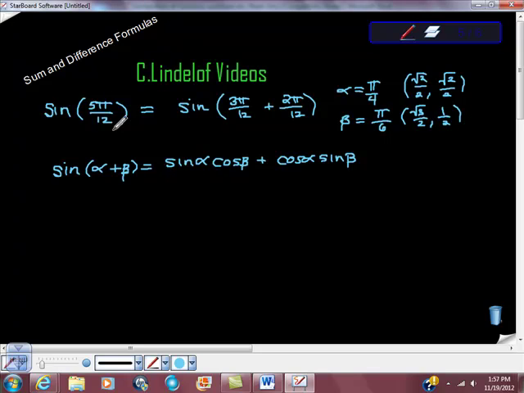So we took something that's not on the unit circle, and we found values that are on the unit circle, so we could use this rule. Now what? Now FITBA, right? Fill in the blanks. So sine alpha, square root 2 over 2. Cosine beta, 1/2. Right? This plus sign is this one. Cosine alpha.